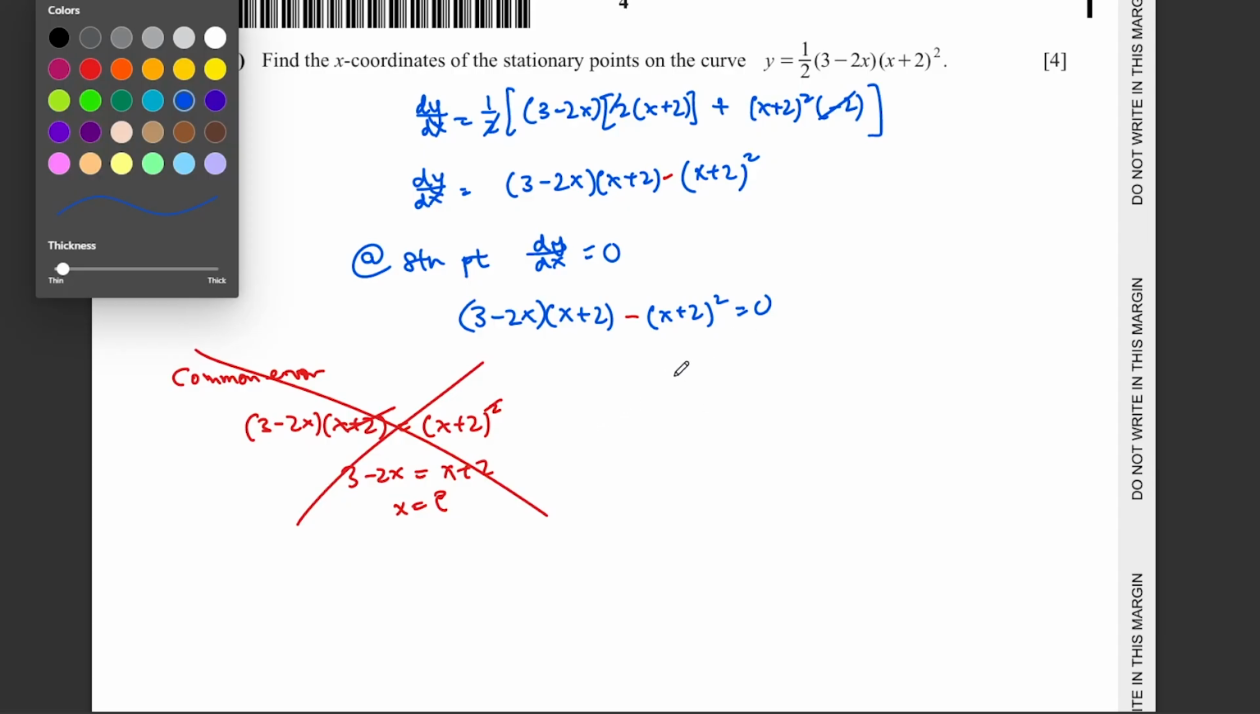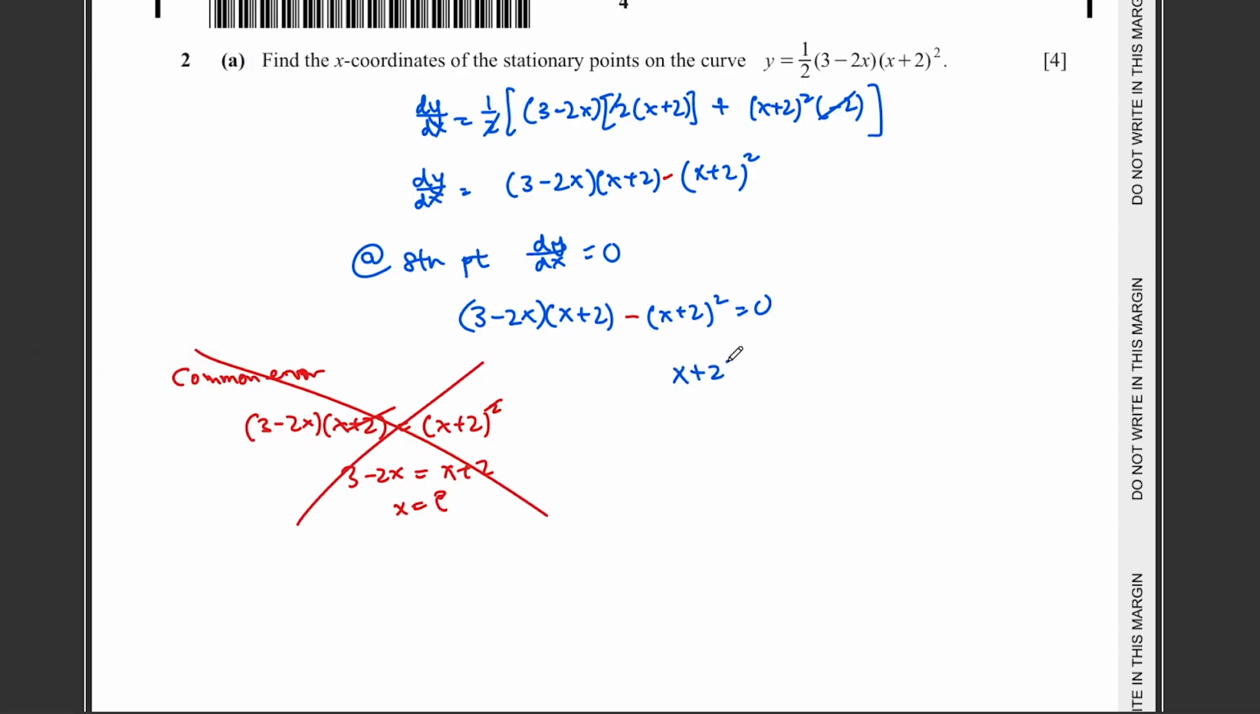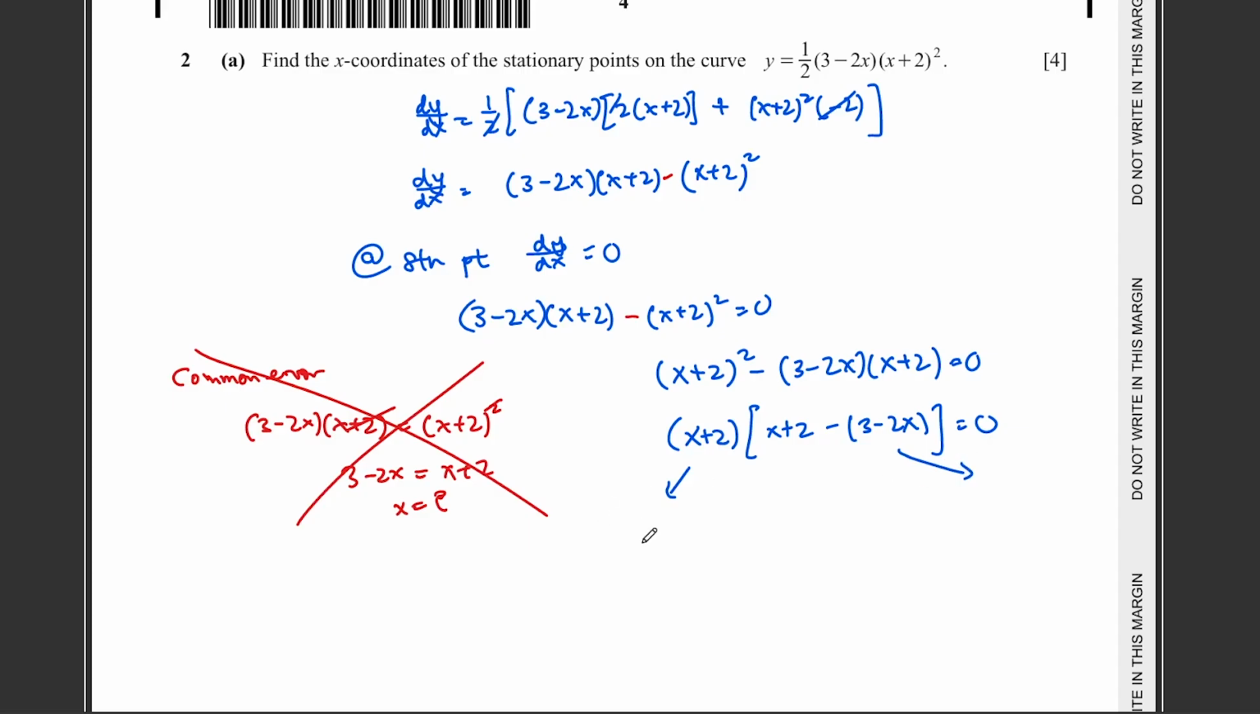What you should do instead is treat this as a whole factor. We can factor out x plus 2, right? I can take out the x plus 2 because it's a common term. So what I will get is (x + 2)(3 - 2x), like that. So I will have two different answers for x now, because two products multiplied with each other equal to 0. Either this will be equal to 0 or this will be equal to 0.